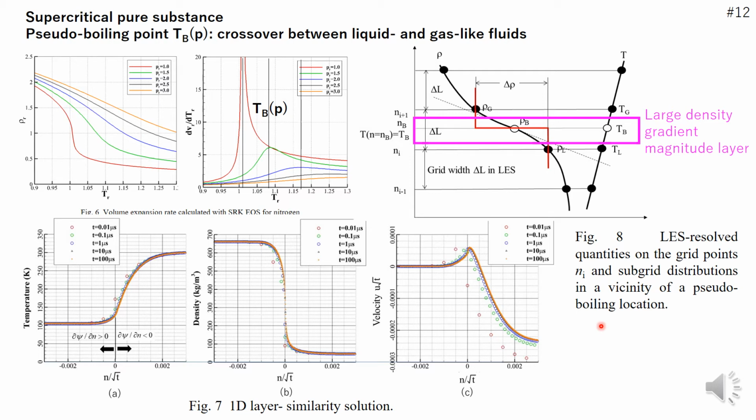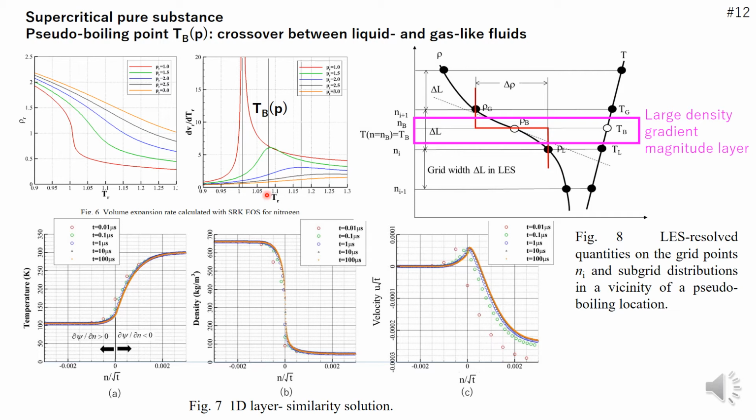Now we'll talk about the pseudoboiling point, PB. PB is an important property which characterizes transcritical phenomena for supercritical fluid in a thermodynamically stable state. We found two possible subgrid-scale instabilities associated with PB, which will be explained in the subsequent slides. The PB point is well defined for a pure substance, as exemplified in figure 6 here.